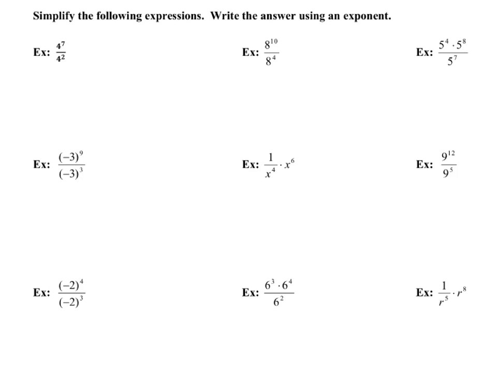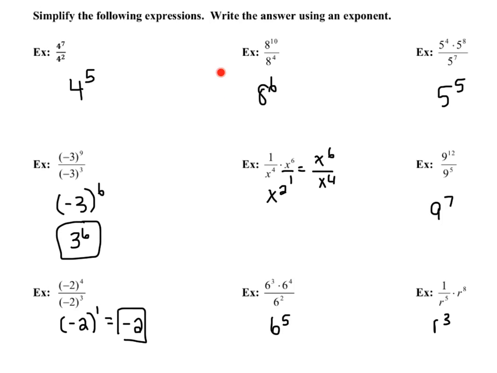So now we're going to use the rule that we just came up with to simplify the following expressions, and we're going to be allowed to write our answer using an exponent. So 4 to the 7th over 4 to the 2nd would become 4 to the 5th. Try the next examples, pause the video, press play when you're ready to check your answer.